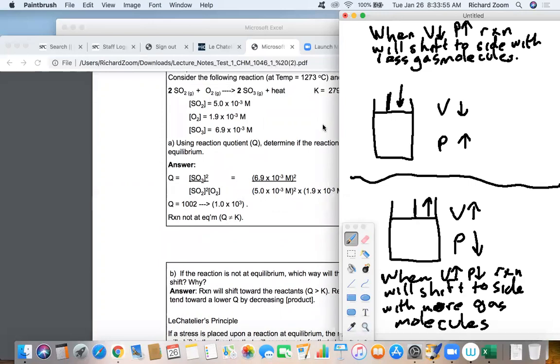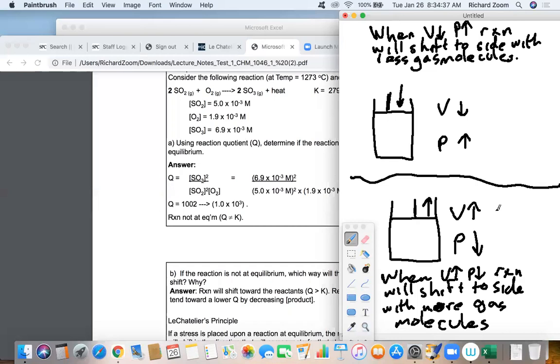Let's look at the top case. If the volume is going down, the pressure is going up, the molecules are going to get more squished together, and it's going to force the reaction more towards the product side because the product side takes up less space. Likewise, if we increase the volume or decrease the pressure, then the reaction will shift to the side with more gas molecules in order to take up the space that we're introducing. So that's what you do, just count up the number of gas molecules on each side.